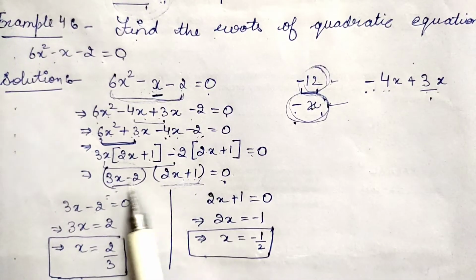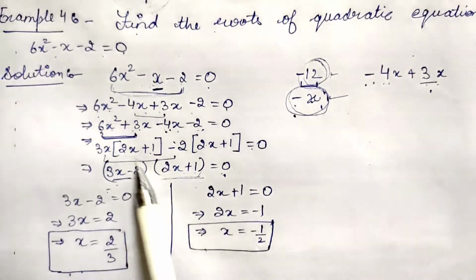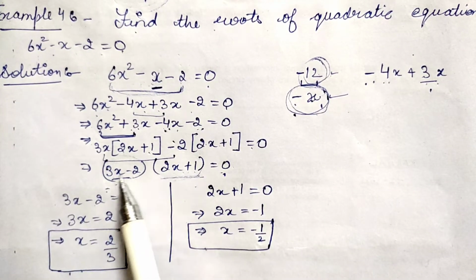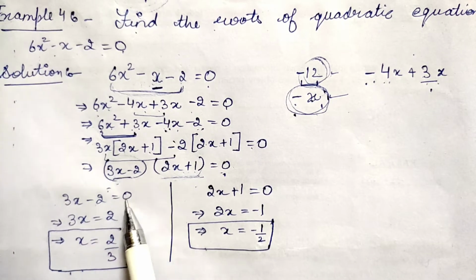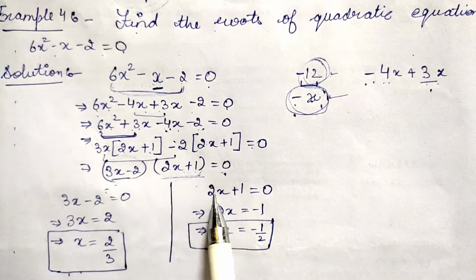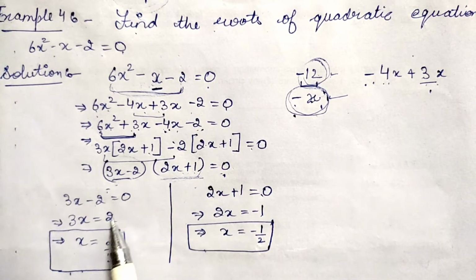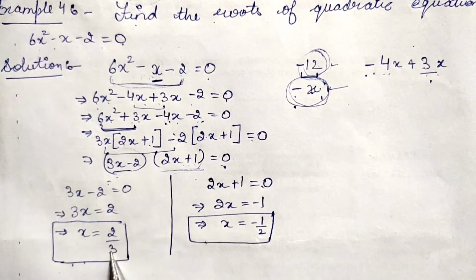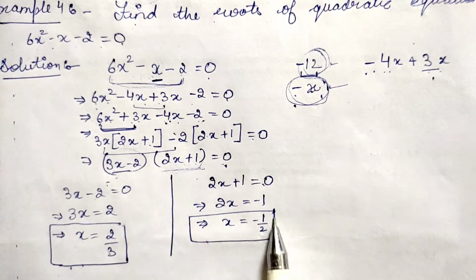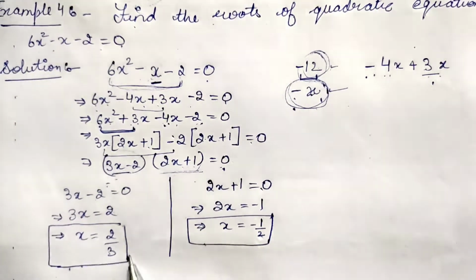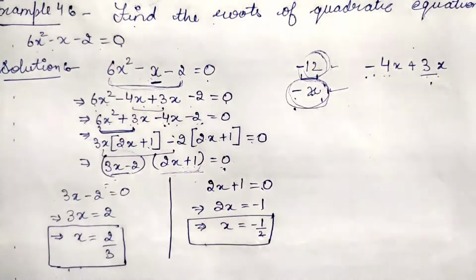If the product of any two values is equal to 0, then either this value is equal to 0 or this value is equal to 0. So either 3x minus 2 is equal to 0 or 2x plus 1 is equal to 0. That means 3x is equal to 2, so x is equal to 2 by 3 or x is equal to minus 1 by 2. So these two values are known as the roots of the quadratic equation.